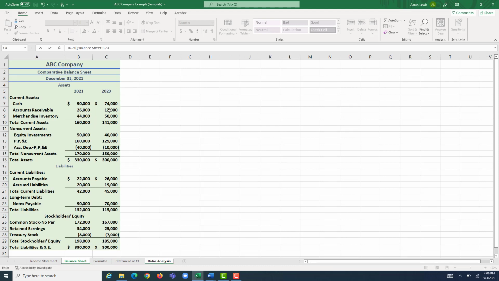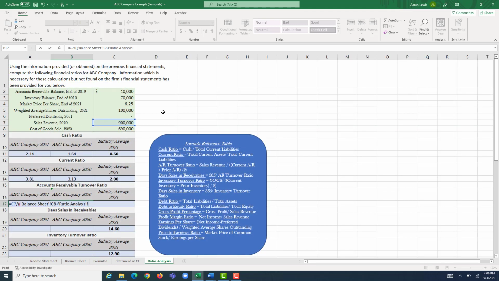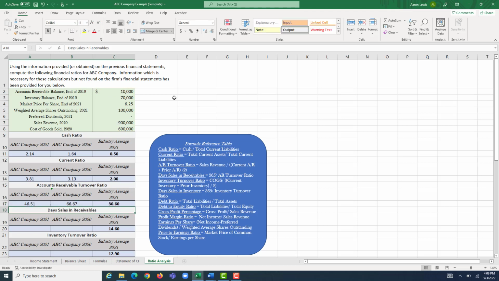We don't have 2019's number, so I bet you that's in the table at the top of the ratio analysis tab. And it is. We had $10,000 in receivables at the end of 2019. Close that parenthesis and divide by 2. Close the second parenthesis, and we come up with 66.67. So last year, we flipped through our average number of receivables on our books 66.67 times.